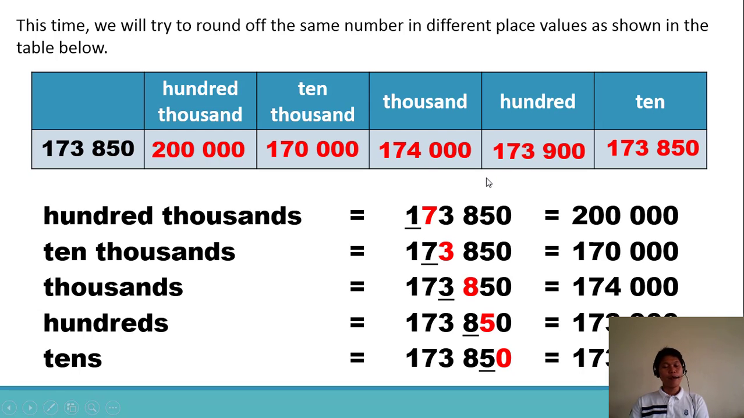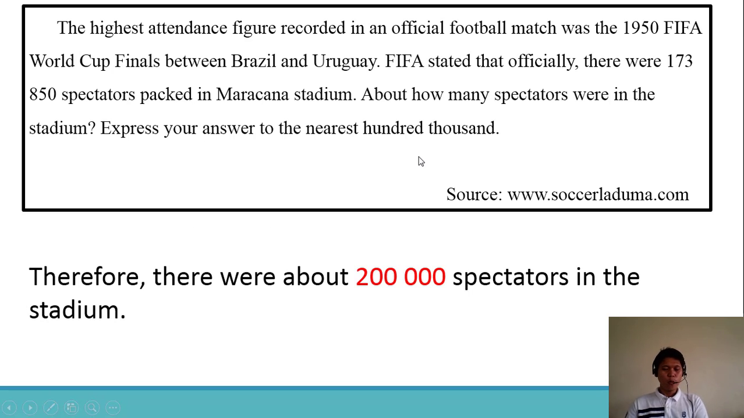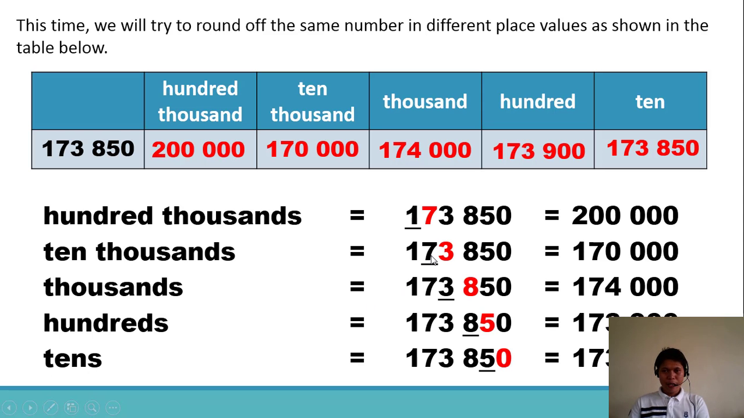Okay? Do you have any questions? Okay, next. We are going back to the problem. It is stated there, express your answer to the nearest 100,000. Therefore, there were about 200,000 spectators in the stadium. But if the problem asks for express your answer to the nearest 10,000, then our answer would be this one, 170,000, because it is in the 10,000s place. Okay?